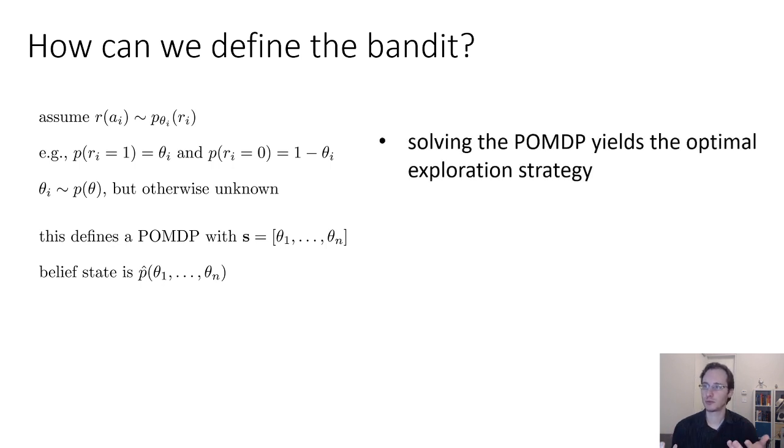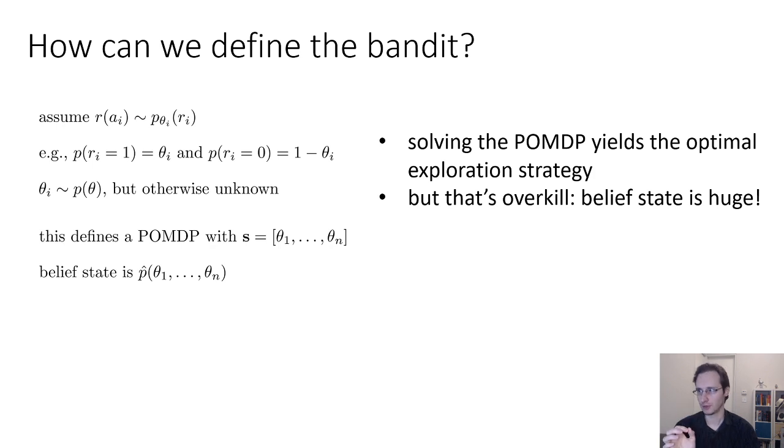And you could solve this POMDP. You could basically figure out what is the right sequence of actions to maximize your reward in this POMDP. And this will yield the optimal exploration strategy, because if it is the optimal policy in the POMDP, it is the optimal thing to do under this kind of uncertainty. And that will be the optimal exploration strategy, the best exploration strategy you could possibly have.